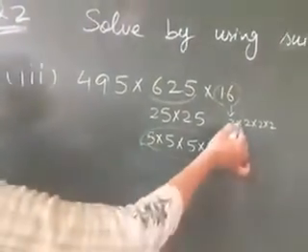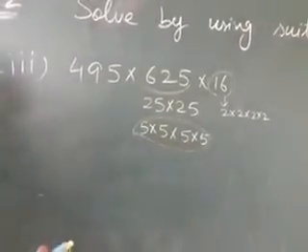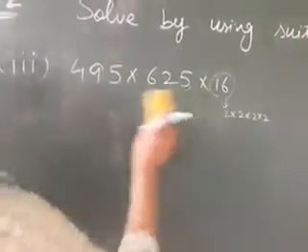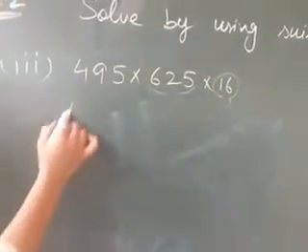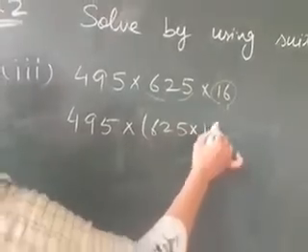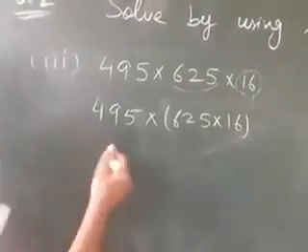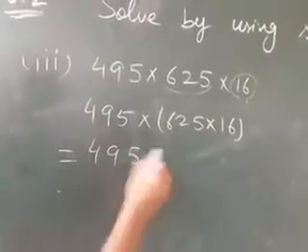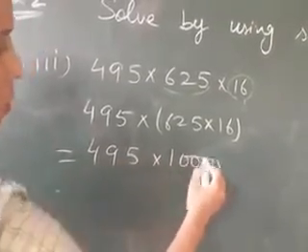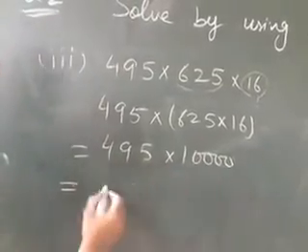So we will make the group of these two which have maximum 2s and maximum 5s in them. First we will make the group of these two. Then we will multiply these two numbers and we will get 10,000. Now multiply by 10,000. This number ends with 4 zeros then.